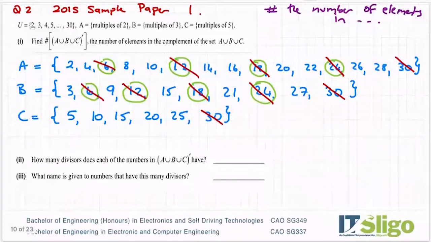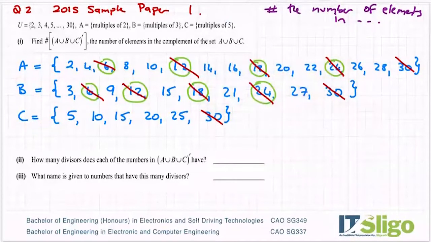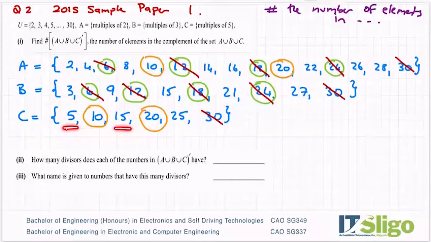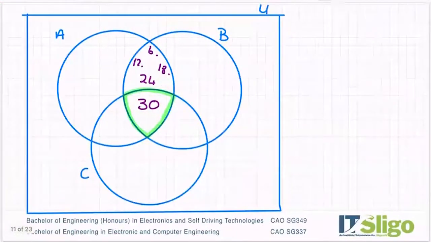Okay, so what's common between A and C? Let's pick another color. Let's pick orange. So A and C. 5 doesn't appear there. 10 does. 15 won't. 20 will. What I'm doing down here is ruling out any of the odd numbers, because an odd number is not a multiple of 2. So 10 and 20. That is what's common between A and C.